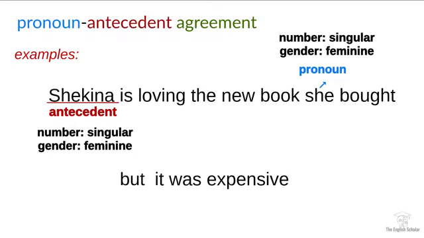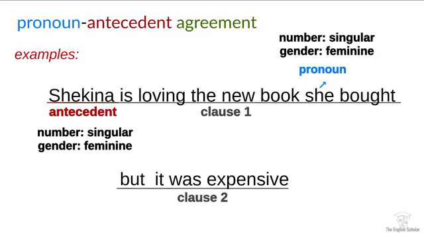But is a coordinating conjunction that introduces a contrasting situation to the first clause. If the first clause is positive, the second clause must be negative, and vice versa. In this sentence, our first clause is positive. Shekina loved the book, but in the second clause, it says that it was expensive. Which is expensive? Surely that's not Shekina because we can't put enough value on a human being.